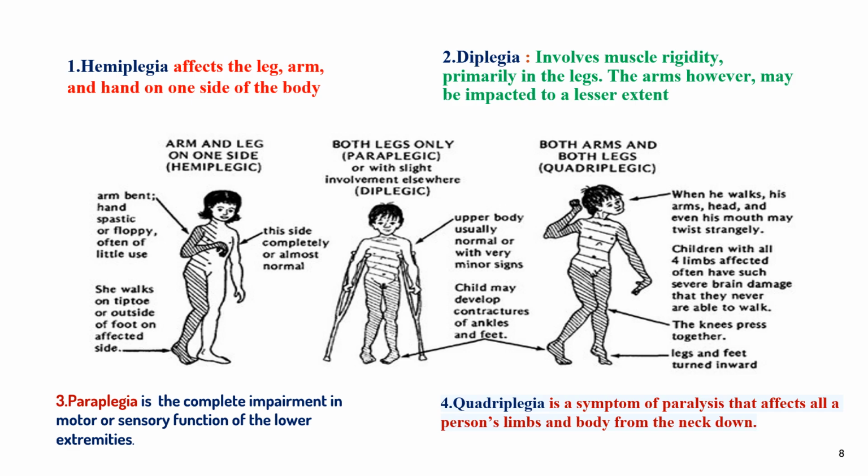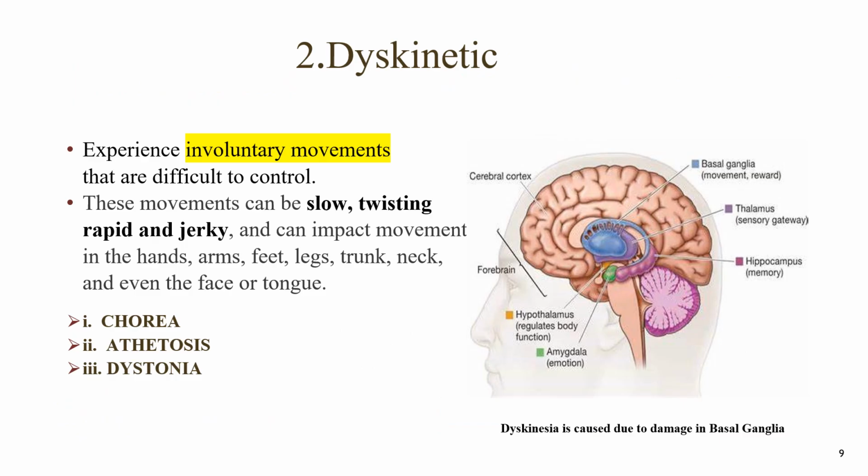Let's see the second type, dyskinetic. It is caused by damage to the basal ganglia in the brain. Individuals experience involuntary movements that are difficult to control. These movements can be slow, twisting, rapid, and jerky, and can impact movement in the hands, arms, feet, legs, trunk, neck, and even the face or tongue.